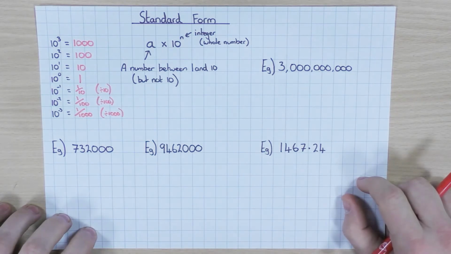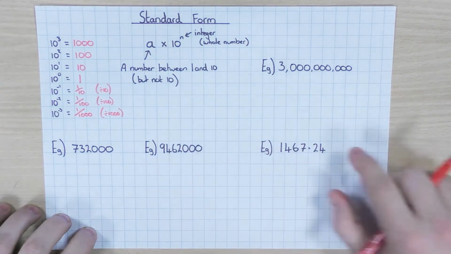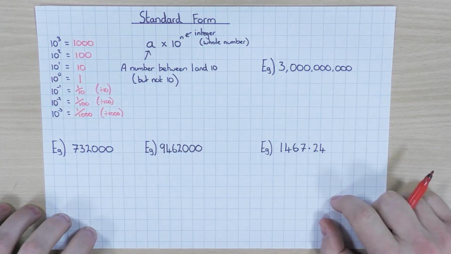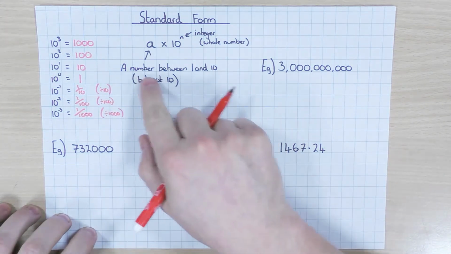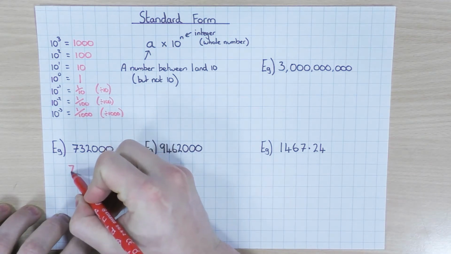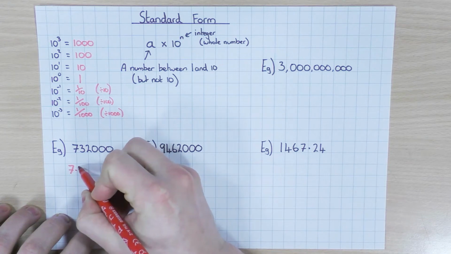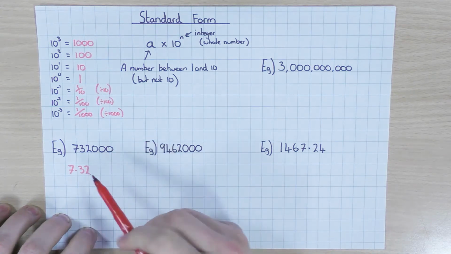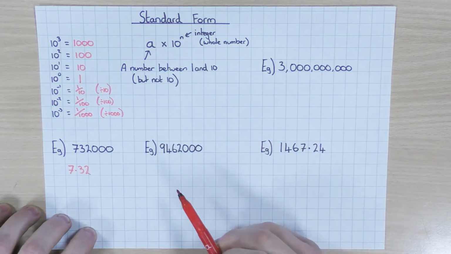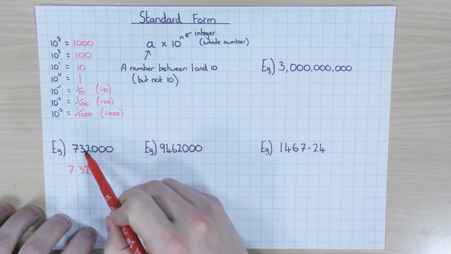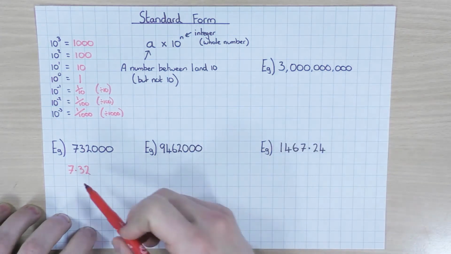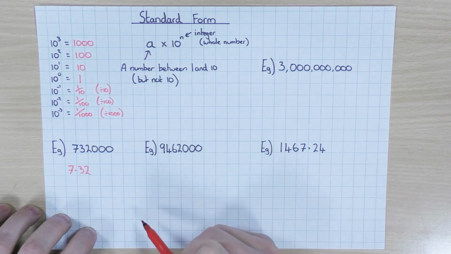So as I said, the A is a number between 1 and 10, but not 10. So I'm going to look at this number here. I'm going to put the decimal point so that the number is between 1 and 10. The obvious place it's going to go is between the 7 and the 3. If I put the decimal point there, this number is now between 1 and 10. Anywhere else it wouldn't be. If I put it there, it'd be 73.2, too big. If I put it there, 732, again too big. So the only place it can go is there.